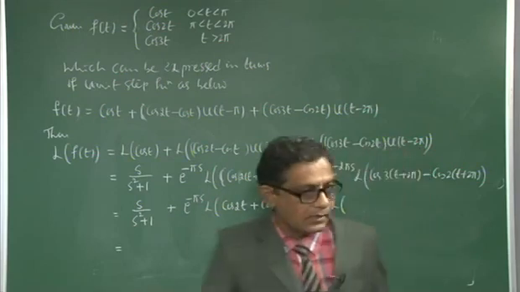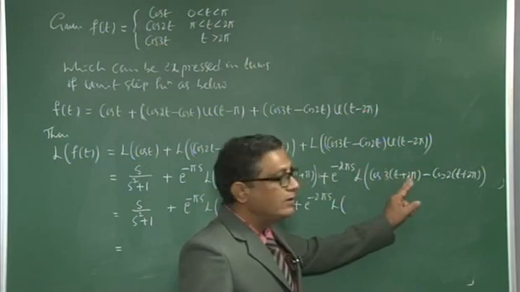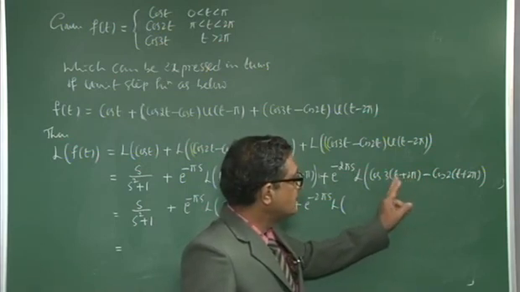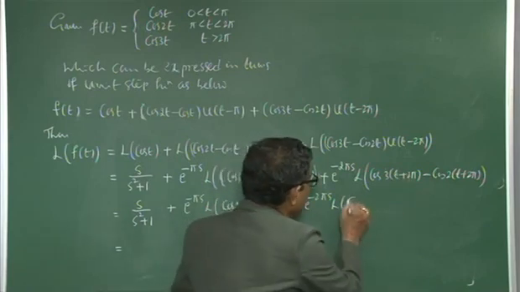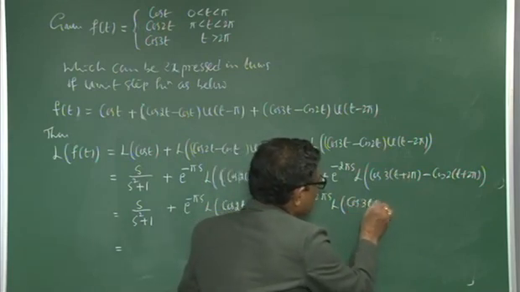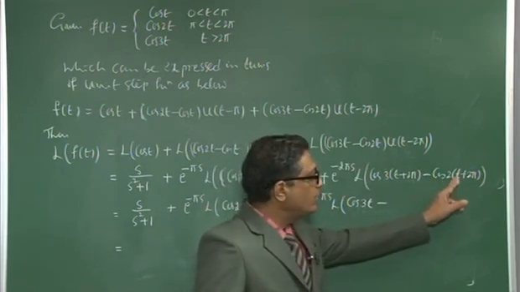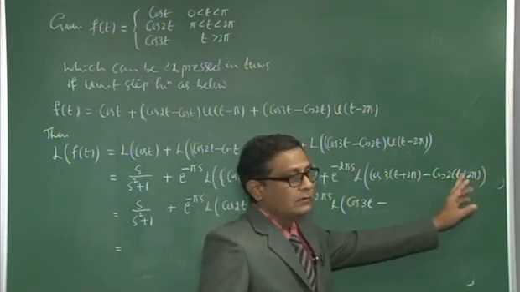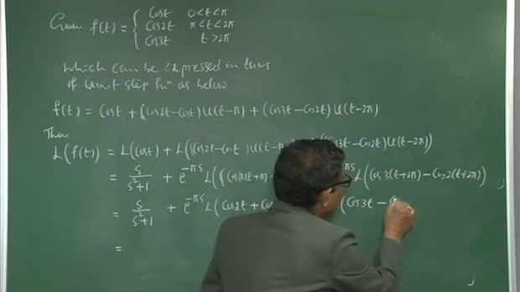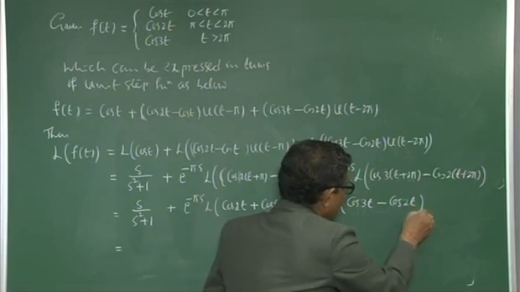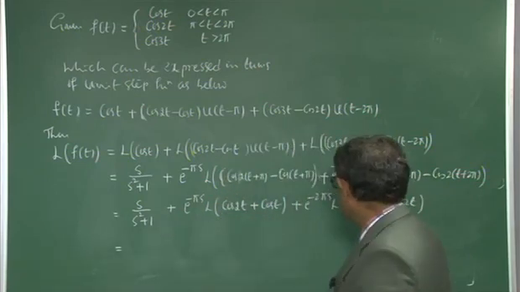What is the third term? Simplify cos of (3t plus 3 into 2, 6 pi), cos (3t plus 6 pi) is nothing but cos 3t only, minus what is this one? Cos (2t plus 4 pi), 4 pi plus theta is in the first quadrant, therefore it is cos 2t only. Now, just take the Laplace transform.